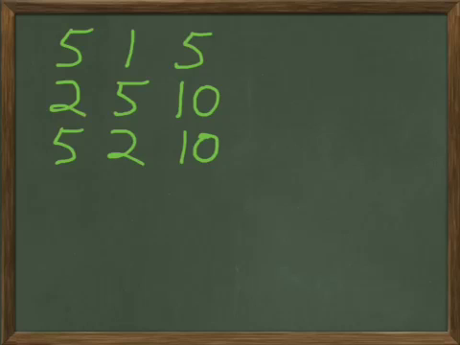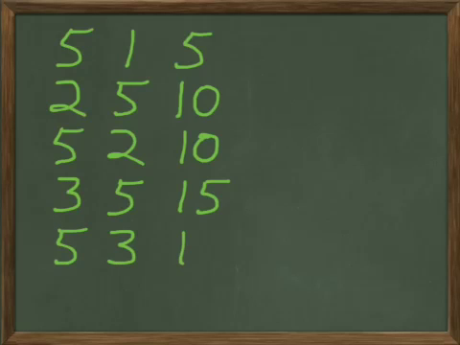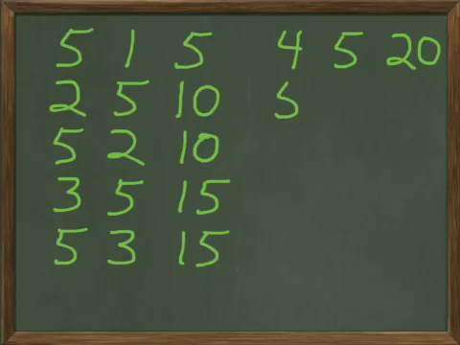5 times 2. How about 3 times 5? 3 times 5, what is that? 3 times 5 is 15. And then 5 times 3 would also be 15. 5 times 3 is 15. How about 4 times 5? 4 times 5 is what? 4 times 5 is 20. So 5 times 4 is also going to be 20.